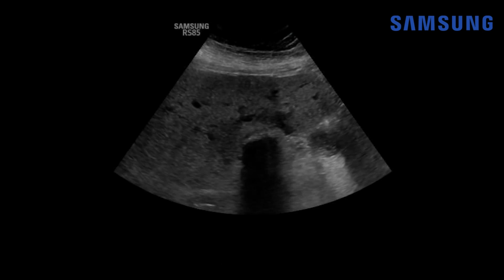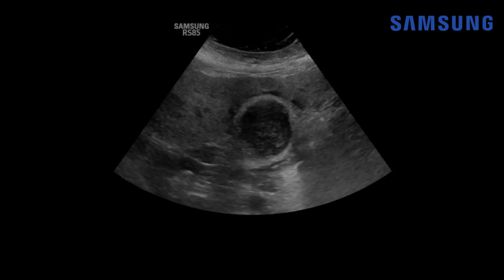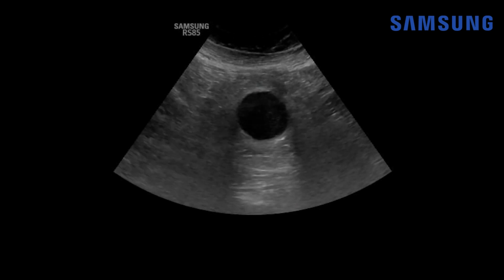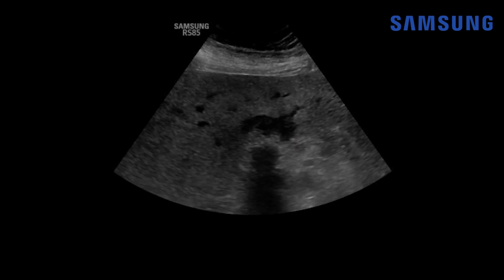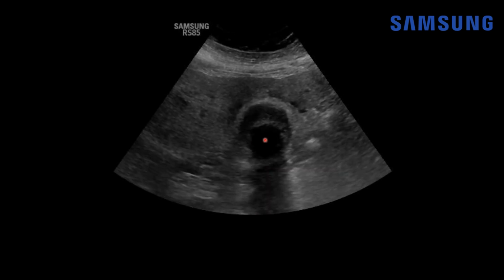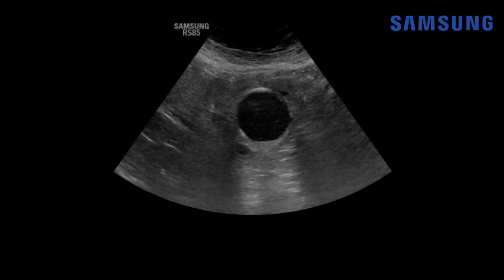Now we're looking at a transverse cine of the gallbladder. Here's the liver. Again, we see that pericholecystic fluid, the wall thickening of the gallbladder, and then also there's the echogenic shadowing stone and this debris within the lumen.